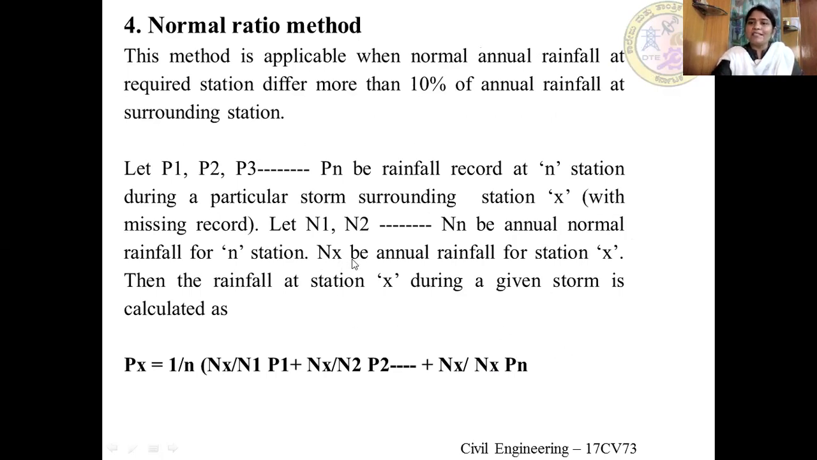And finally, the missing data, which will have created a gap, is filled by either interpolation method, or by averaging method, or by graphical method, or by using this normal ratio method, where the difference is more than 10% of the annual rainfall values. N1, N2, N3 are the rainfall values. P1, P2, P3 are the precipitation values at a particular station, and PX for a certain year will be missing, and hence we can determine easily using this formula. So in this way, the various methods are used to find out the estimation of missing precipitation value.